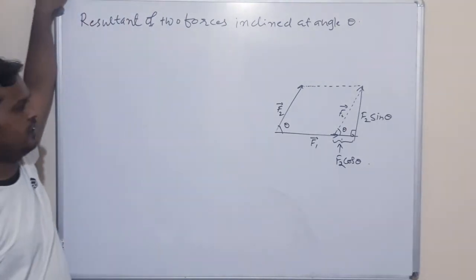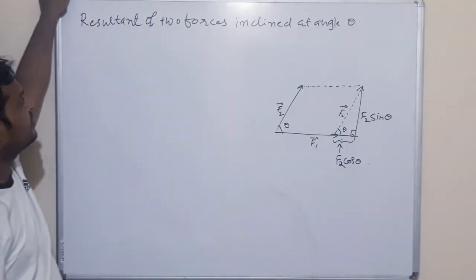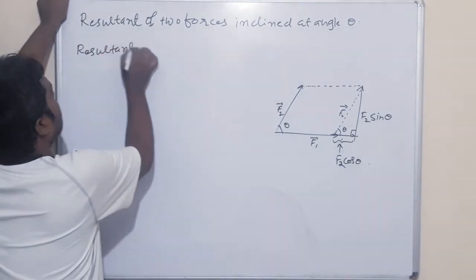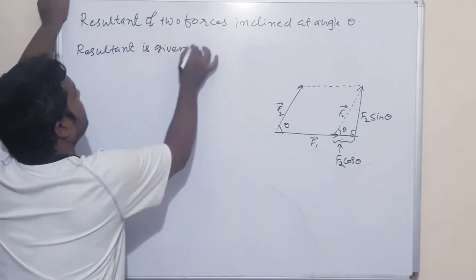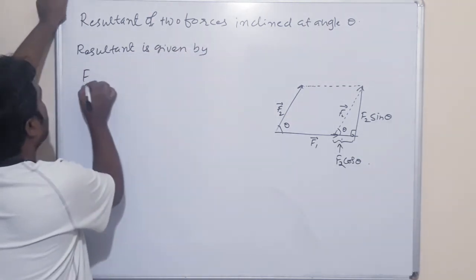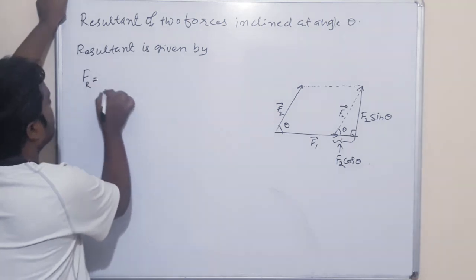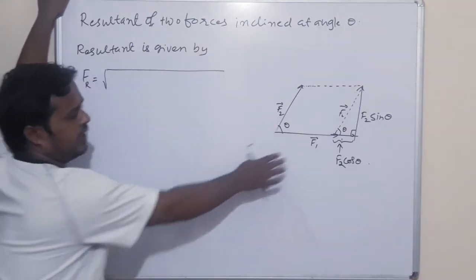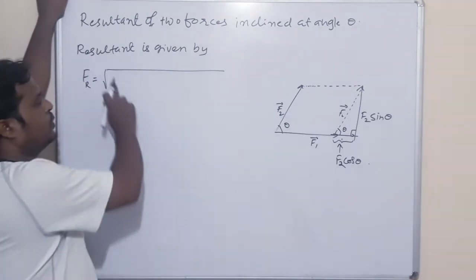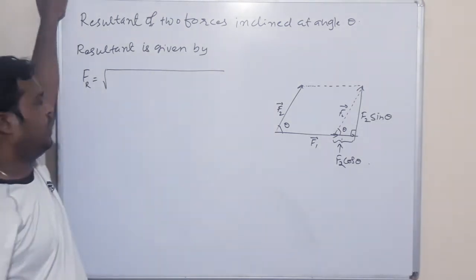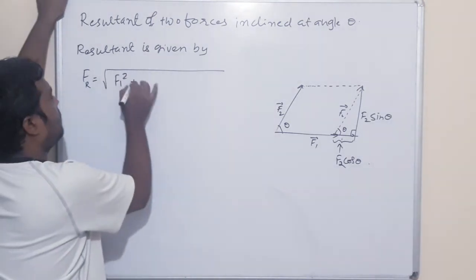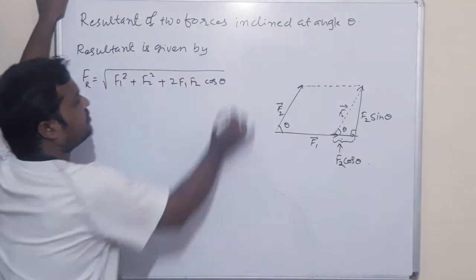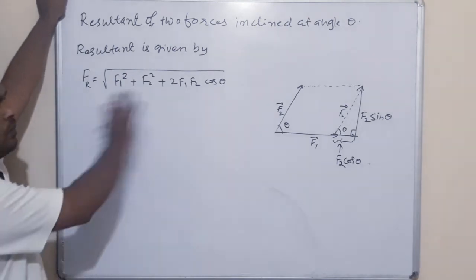How to calculate the resultant of these two forces: we know that the resultant F net or Fr is equal to root of, like if these two vectors are A and B, inclined at an angle theta, root of A square plus B square plus 2AB cos theta, that formula you remember. Then this will be root of F1 square plus F2 square plus 2 F1 F2 cos theta. This is the magnitude of the resultant.